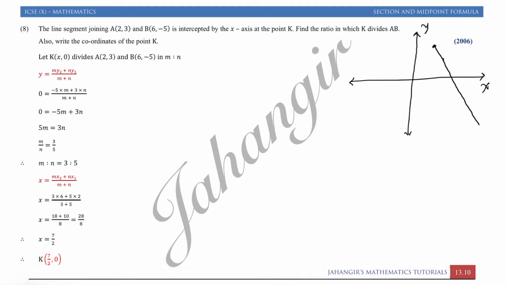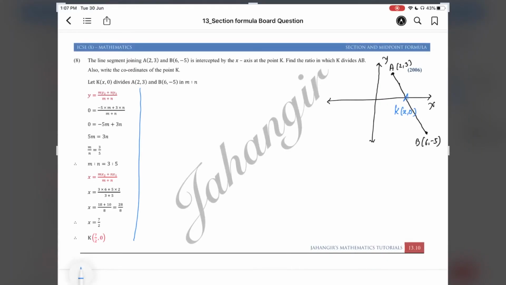In which I can say this is the point A, which is 2, 3. This is the point B, which is 6, minus 5. This is the point P, sorry K, which can be written as x, 0. Any point that lies on the x-axis, its y coordinate is always 0. We have to first find the ratio in which K divides AB, and then we have to find the coordinate of K. For the coordinate of K, we will use the section formula.